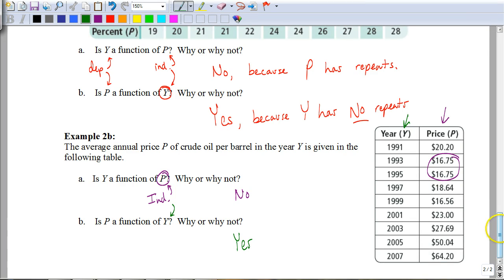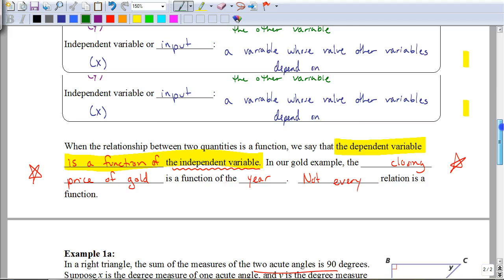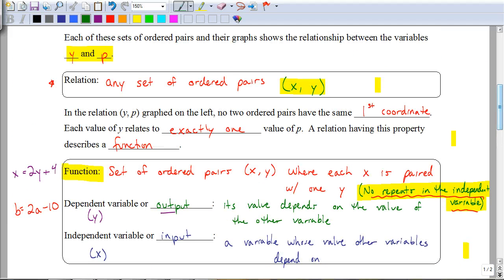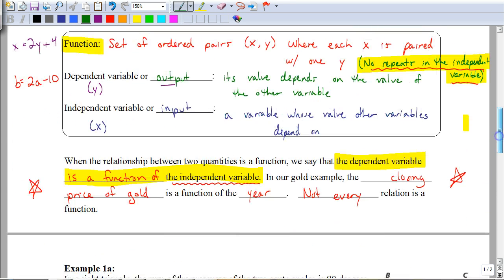So again, the key here to this lesson is making sure you understand the difference between a function and a relation. Remember, a relation is any set of ordered pairs. A function takes a relation and gives it that elite status. It says that we're going to give it a special name because there are no repeats with the independent variable. And when we know that something's a function, the way we phrase it is we say that the dependent variable is a function of the independent variable. So the independent variable piece goes last.